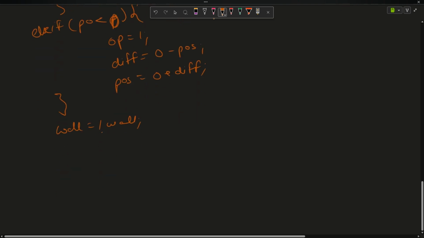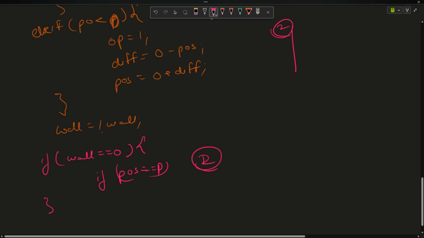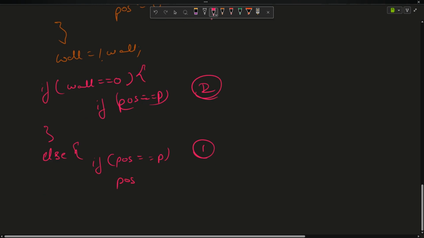Now after all these operations end, here comes my judgment call. If my wall is equals to 0, in the 0th wall I had 2 here. If position equals to p, return 2. Otherwise, else if wall equals to 1, if position equals to p, the case was for 1, and if position equals to 0, the case was for 0, right? This is my whole code.